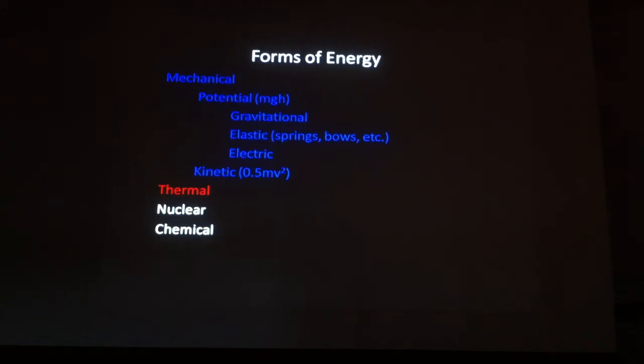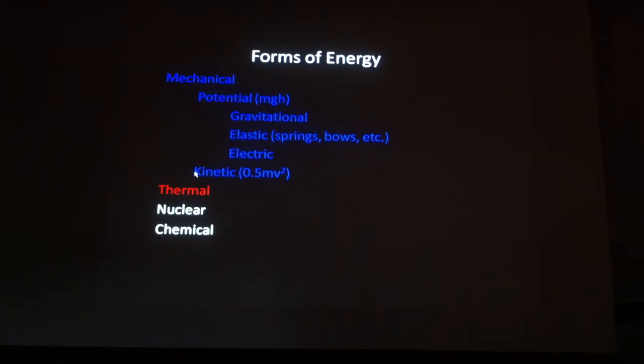We're going to focus on only two of those forms, one of them being potential energy due to gravity. The way we'll be able to calculate that is by multiplying the mass times the acceleration due to gravity times the height. There are also other forms of potential energy which we discussed in class today: elastic potential energy from springs and bows and arrows, and also electric potential energy. We're not going to be discussing those currently.